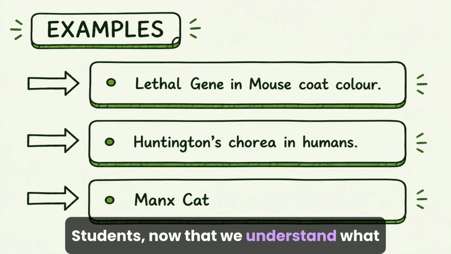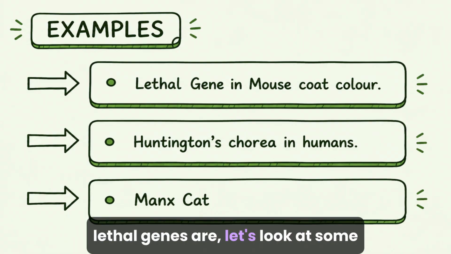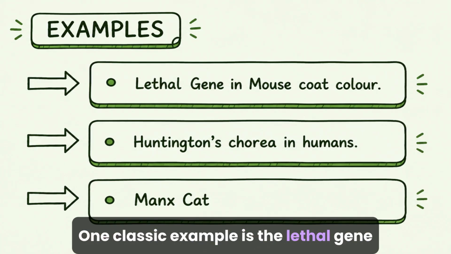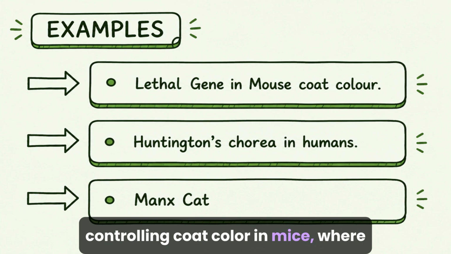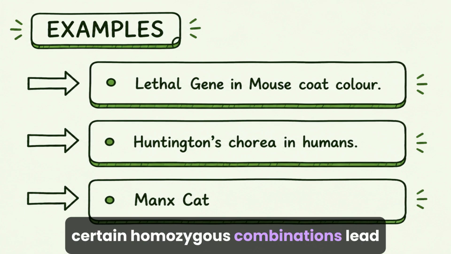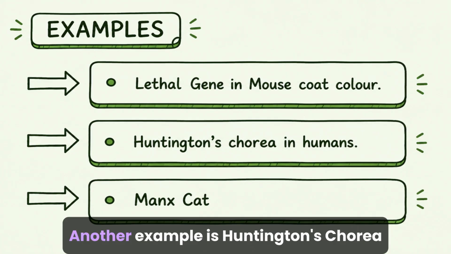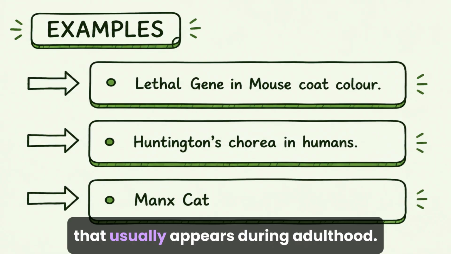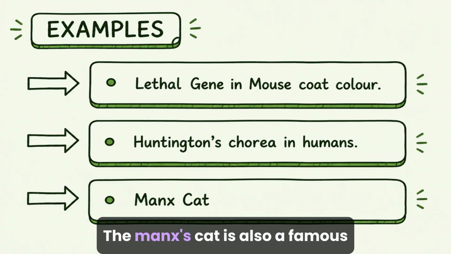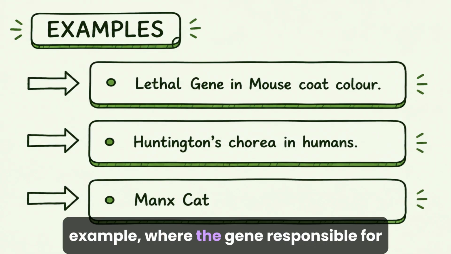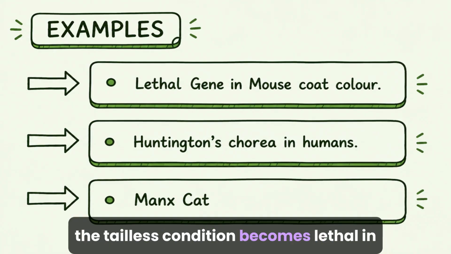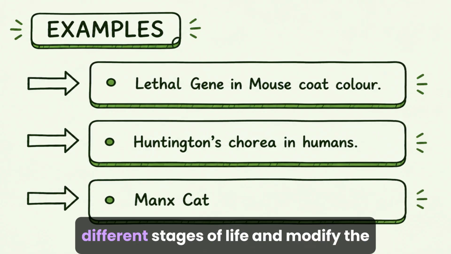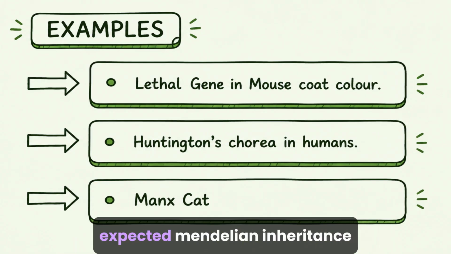Students, now that we understand what lethal genes are, let's look at some important examples found in nature. One classic example is the lethal gene controlling coat color in mice, where certain homozygous combinations lead to death before birth. Another example is Huntington's chorea in humans, a dominant lethal disorder that usually appears during adulthood. The Manx cat is also a famous example, where the gene responsible for the tailless condition becomes lethal in the homozygous state. These examples show that lethal genes can affect organisms at different stages of life and modify the expected Mendelian inheritance patterns.